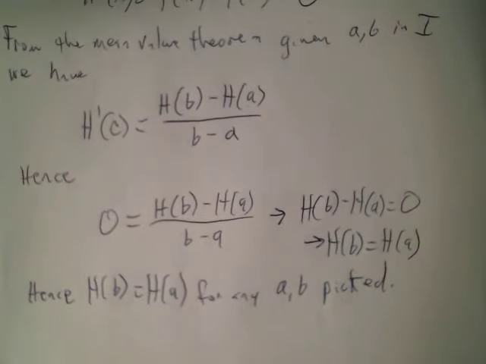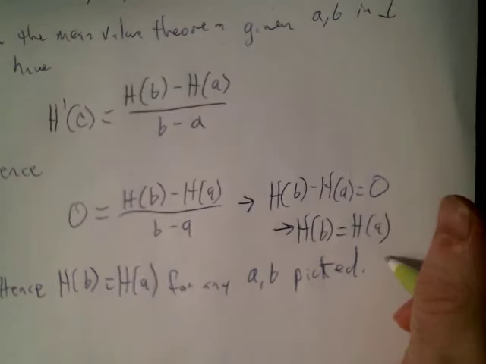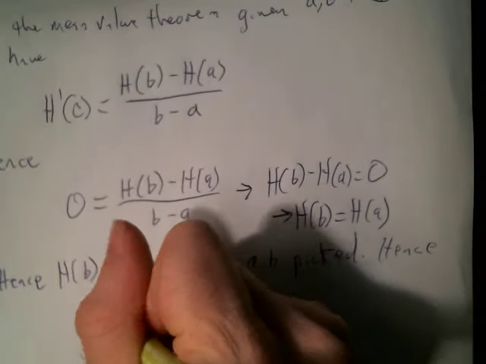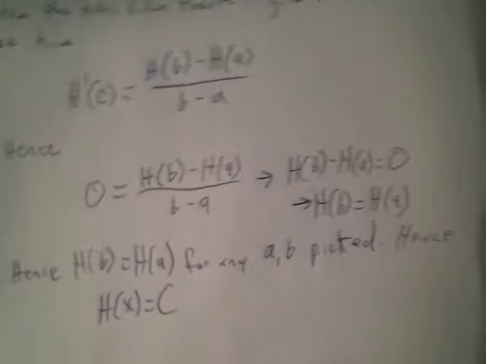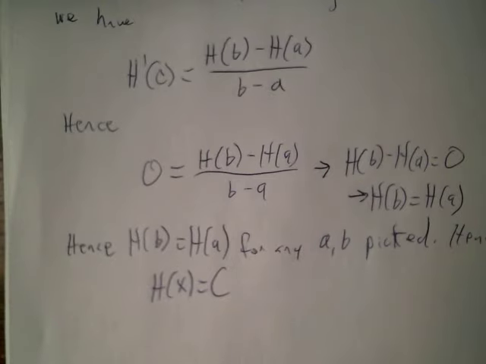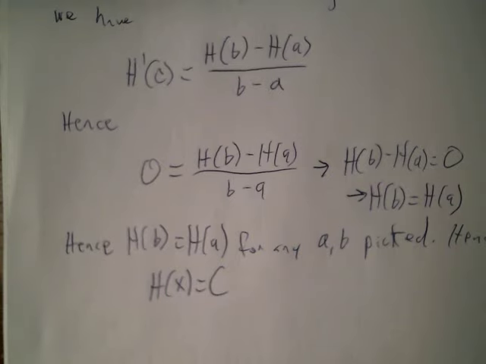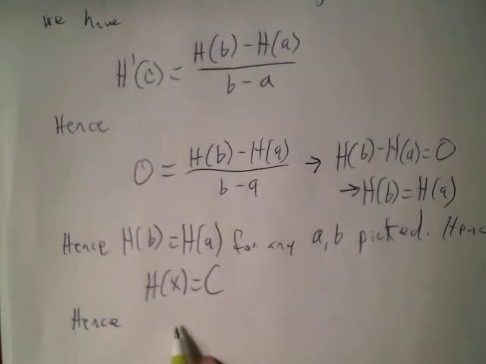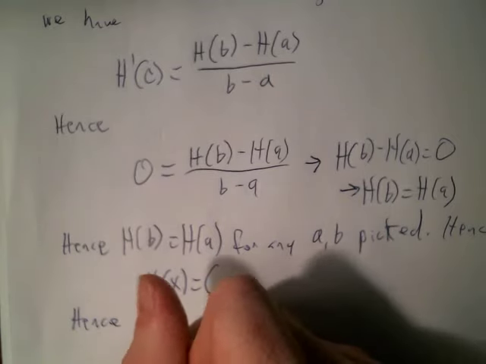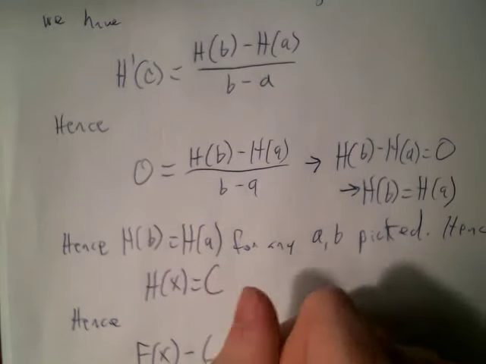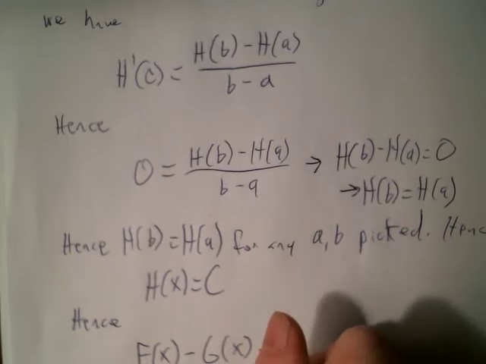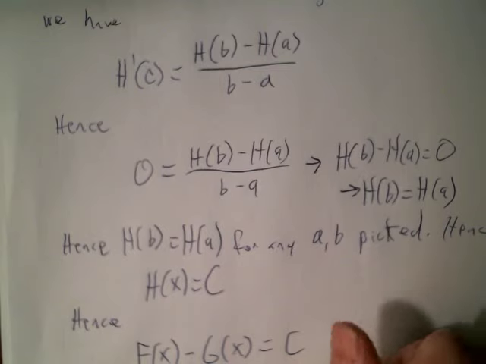And what does that mean? That means that this thing is a constant. So hence, H of X will equal a constant for any A, B picked in this interval. In other words, because of our original definition of H of X, big F of X minus big G of X will equal C. In other words, big F of X equals big G of X plus constant.